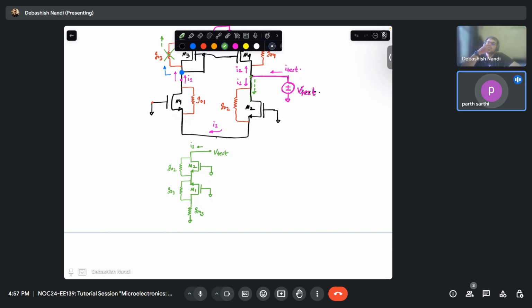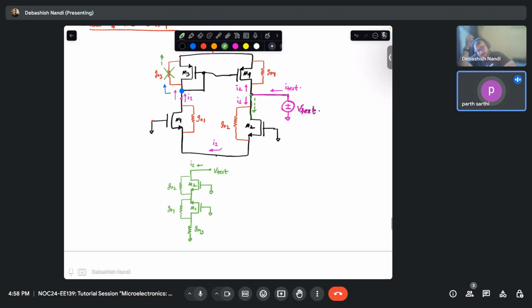Sir, the current division will not happen. Which M3 place? I1 will go through M3 and M4. No M4, sir. Okay, it is in open gate, so it will be an open circuit. Yes. So there is no current here.